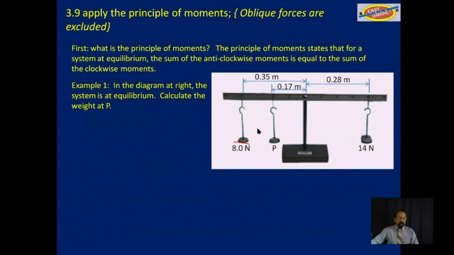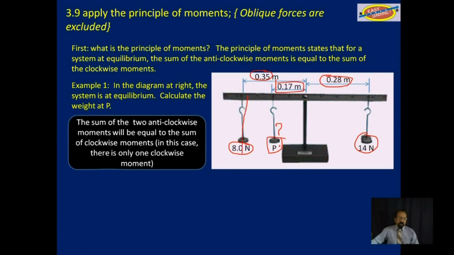You have this weight at that distance. You have this weight at that distance, and you have this weight, which we don't know, at that distance. We are asked to calculate this weight here. Well, we have 2 anticlockwise moments, this weight times that distance, and this weight times that distance, and we have 1 clockwise moment, which is that weight times this distance.